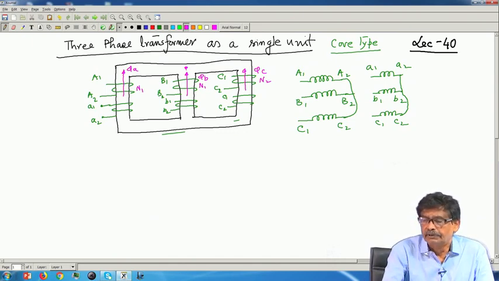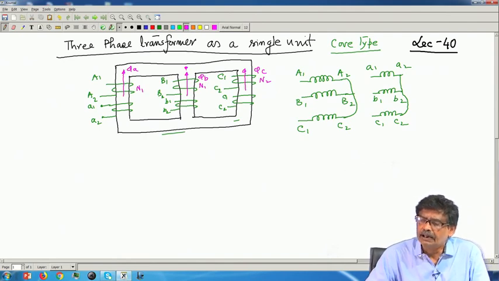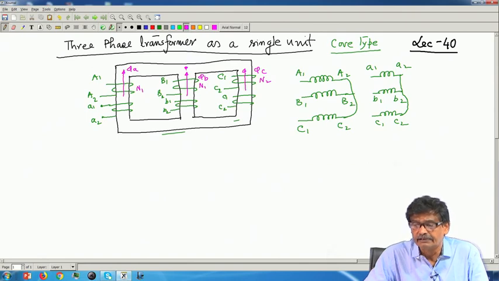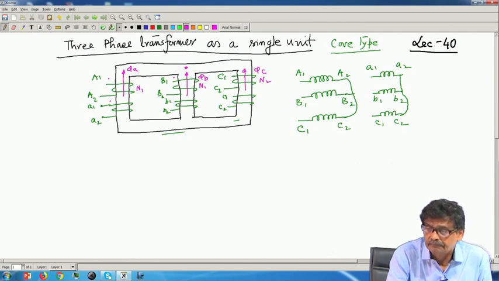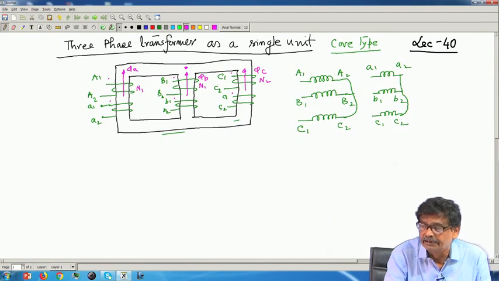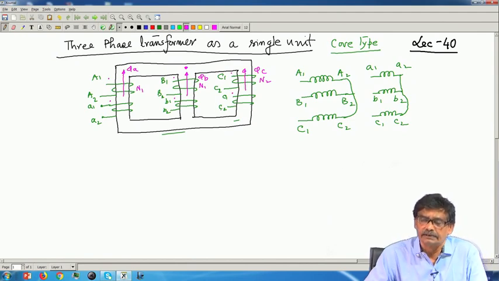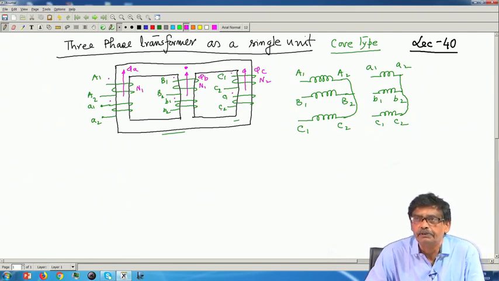Okay. So, this is the thing. Then you can proceed so far as connection is concerned with the understanding that these are dots. There is no difference in making the connection. So, like star-star, delta-star, star-delta and so on with this transformer also. So, no point in repeating that.